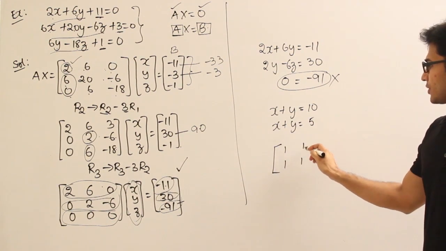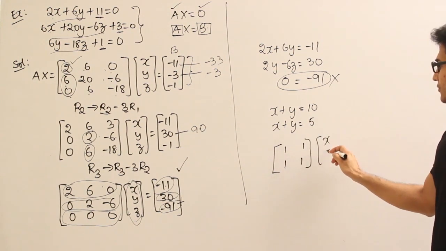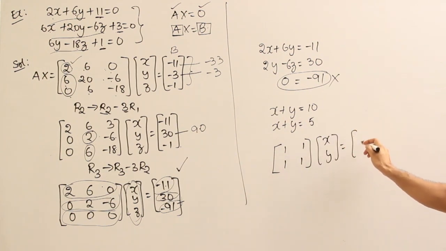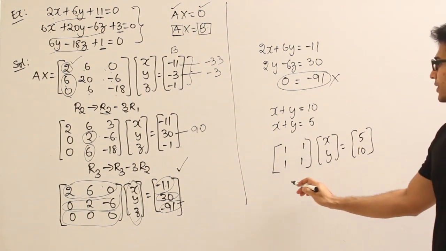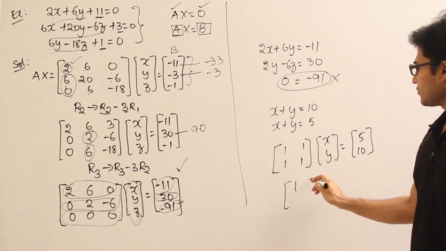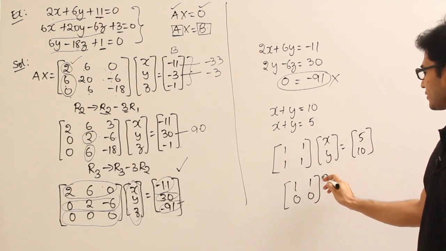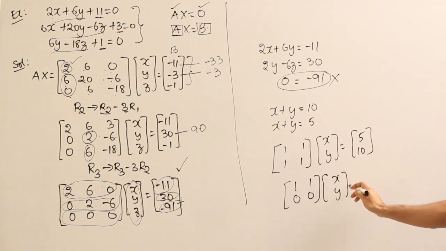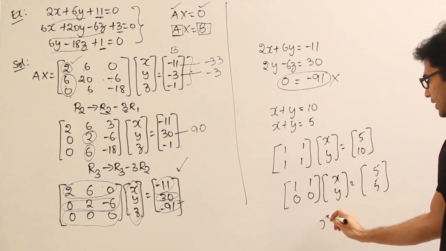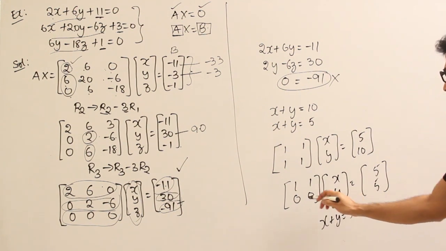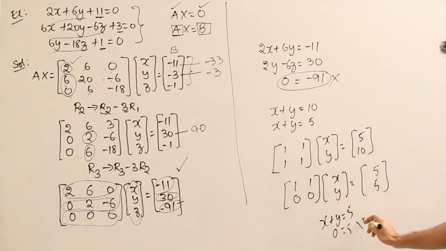If I write this one in the form of a matrix, then what do we get? [1 1; 1 1] times [x y] equal to [5 10]. Now convert it into echelon form, subtract row 1 from row 2, then what do we get here? [1 1; 0 0], and x y, and what do we get here? 5 and then 5, row 1 minus row 2. Now if you try to write it, it will be x plus y equal to 5, and the second one will be 0 equal to 5, isn't it?